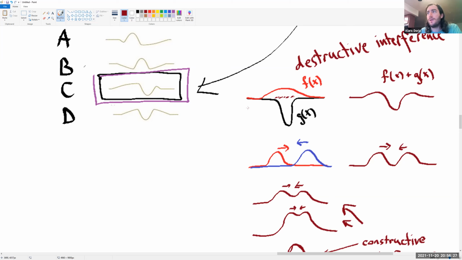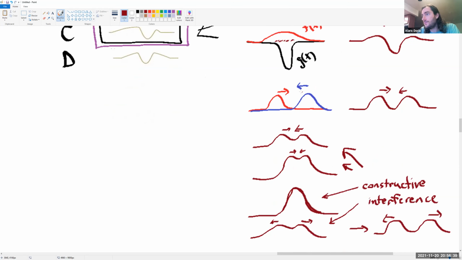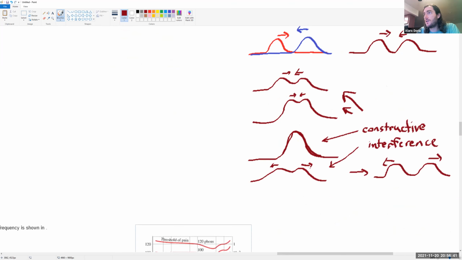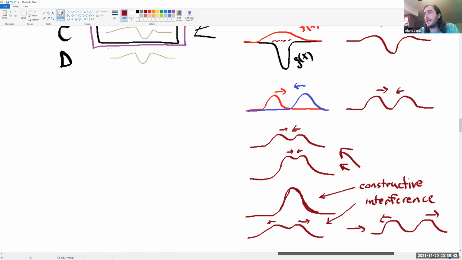That's how you determine what the waves look like when they interfere. It's just add up each of the parts. You could think of them as functions and add them as functions, right?